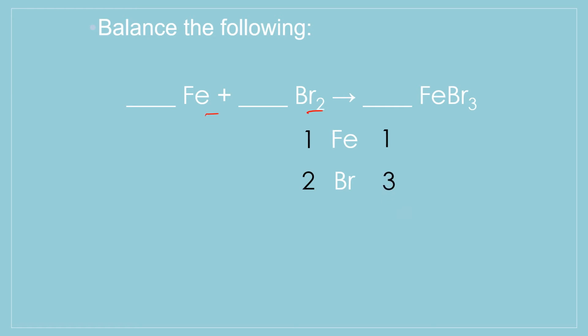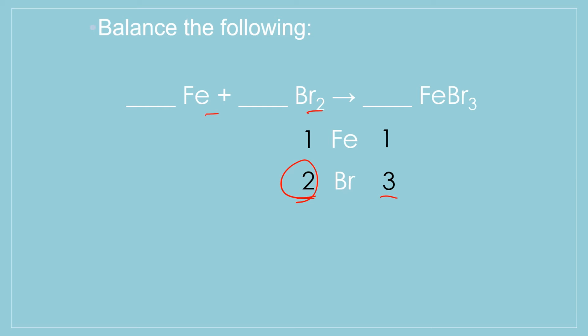So now we start at the top. Both Fe are equal, so we go to the bottom. So we have 2 and 3. The smaller number is 2, so I'm going to work with the smaller number. So now I have to ask myself this question, y'all. What number times 2 gets me 3? Whoa, whoa, whoa, that doesn't work.